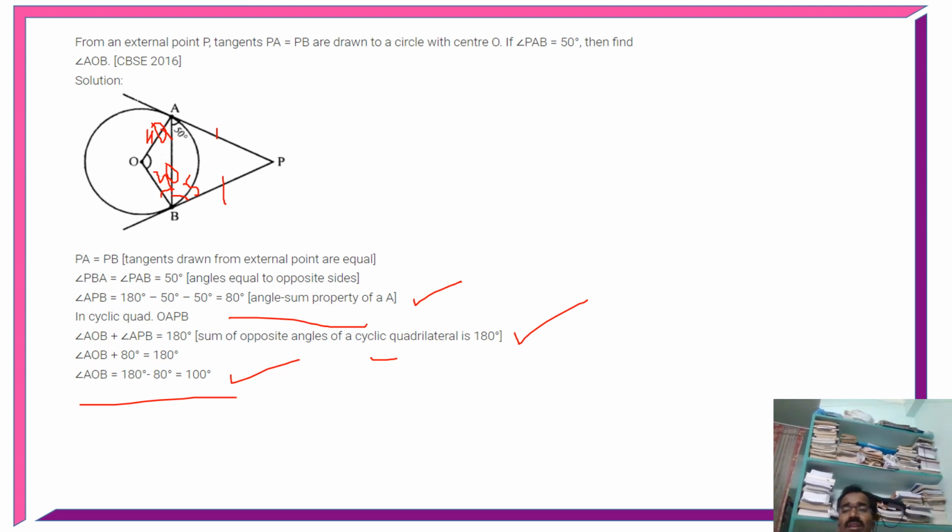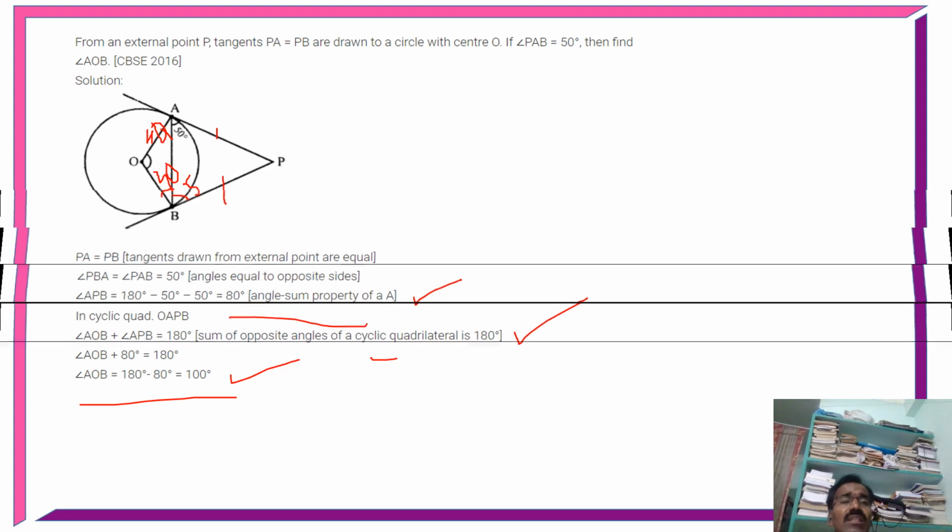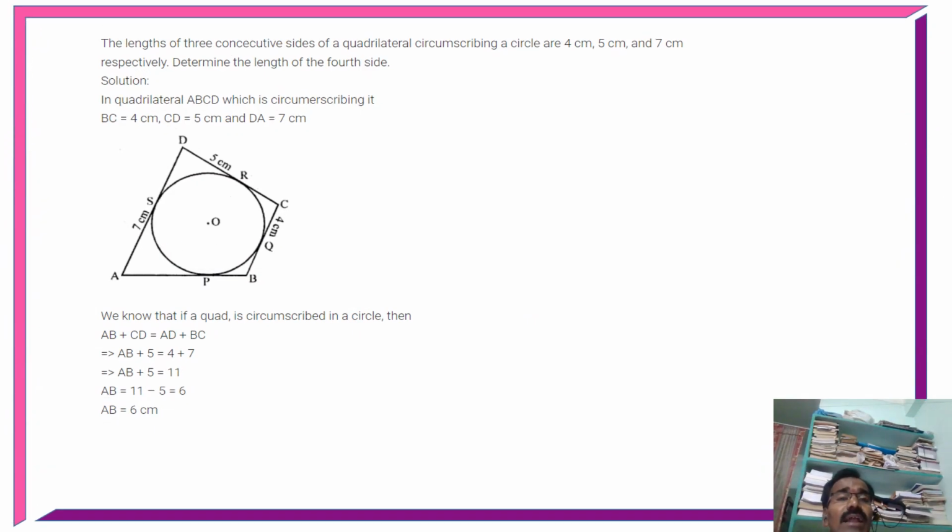So let me go with the next slide. It is given that the lengths of three consecutive sides of a quadrilateral circumscribing a circle are 4 centimeters, 5 centimeters, 7 centimeters respectively. Determine the unknown fourth side. AB, BC, CA are given, students, very easy. We know that AB plus CD equals AD plus BC in a quadrilateral circumscribed about a circle.